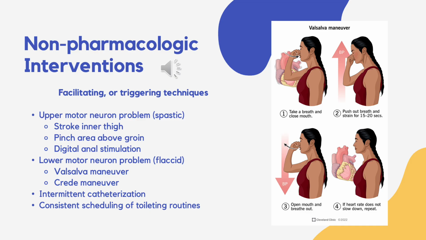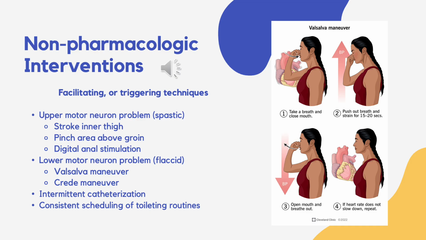For patients who have an upper motor neuron problem or a spastic bladder, common methods include things like stroking the medial aspect of the thigh, pinching the area above the groin, or using digital anal stimulation. For men, massaging the penoscrotal area and pinching the posterior glans penis can also trigger voiding. These techniques work by sending signals to the spinal cord, mimicking the sensation of bladder fullness.